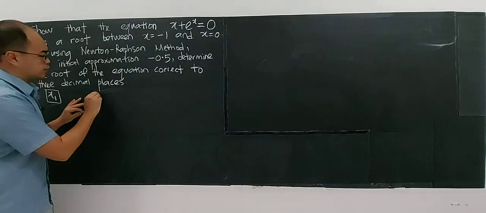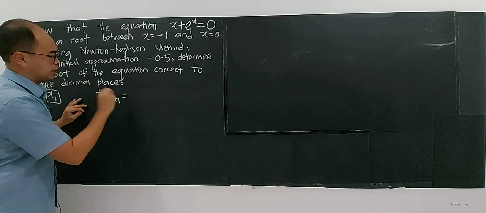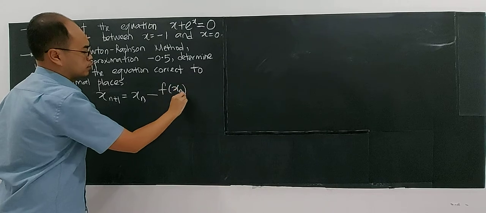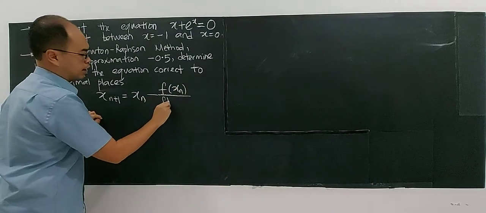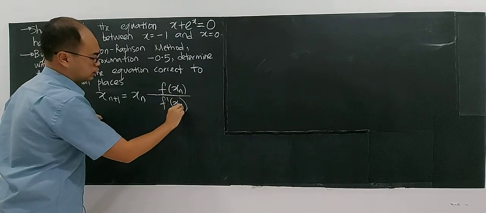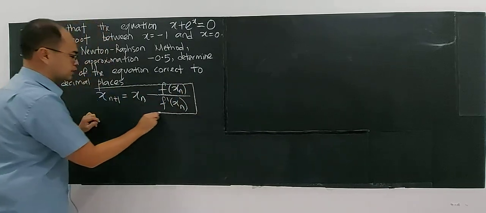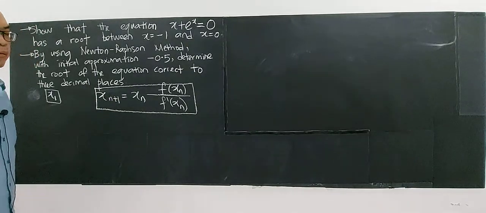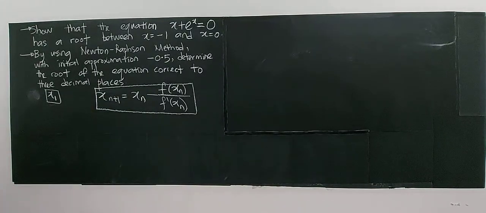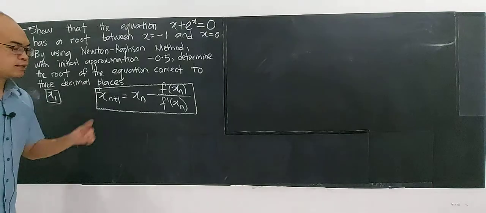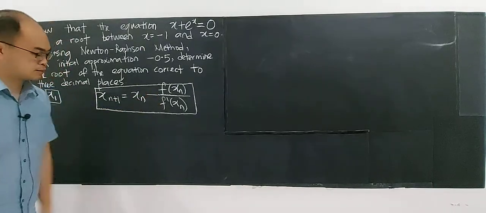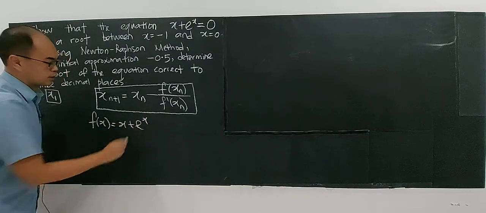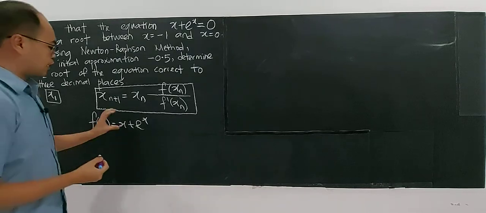Of course, we need to understand the formula. The iteration formula for Newton-Raphson is x_(n+1) equals x_n minus f(x_n) over f prime of x_n. This is the formula I derived in the earlier video using the concept of Newton-Raphson. To apply this formula, we need f(x), which will be x plus e^x, because we want to solve f(x) equals 0.